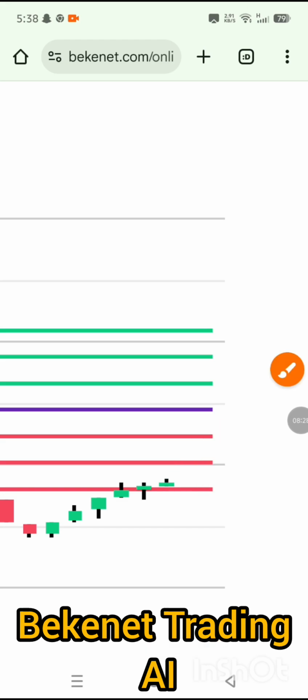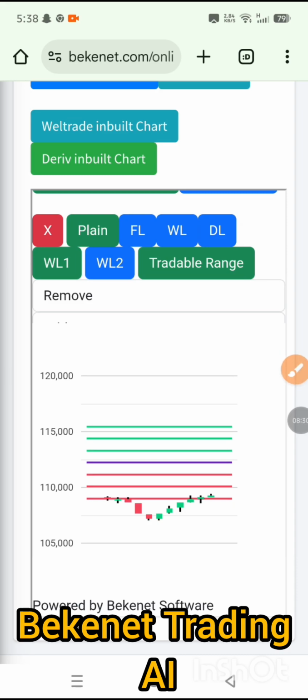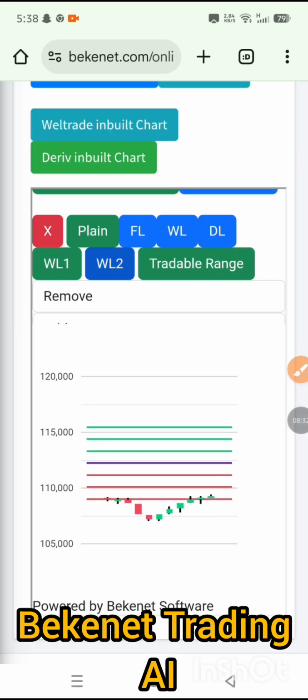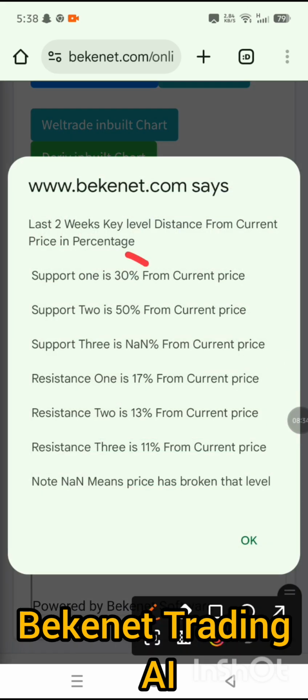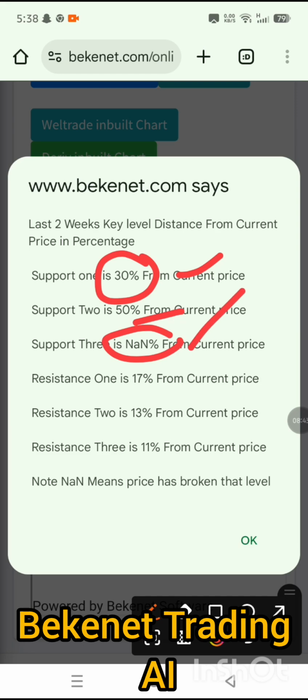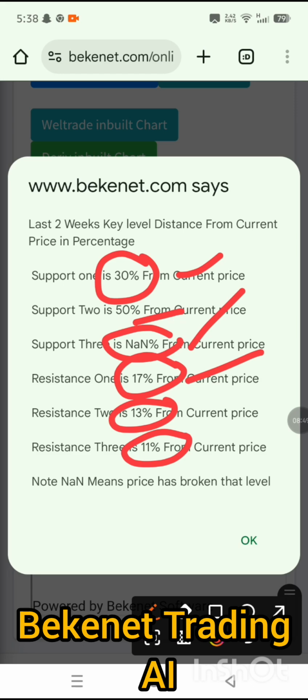All these things I'm telling you just for you to understand. You don't need to stress yourself. Just look at the number. What number are you seeing? Is this less than 80? Yes. Is this 50 less than 80? Yes. What is this? NA, price has not passed it, you jump. This one 17, is it less than 80? 13, is it less than 80? 11, is it less than 80? You go and take your trade.